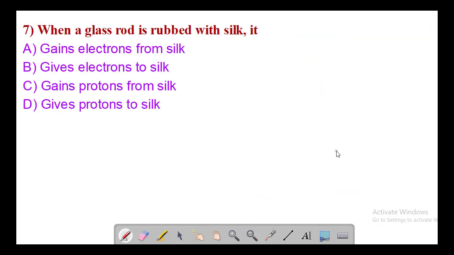Next is question number 7. When a glass rod is rubbed with silk, what happens? So when a glass rod is rubbed with silk, glass loses electrons and silk gains the electrons. So what we see is glass gives electrons to silk. So glass becomes positively charged. Okay. Glass gives electrons to silk, so this becomes positively charged, this becomes negatively charged.